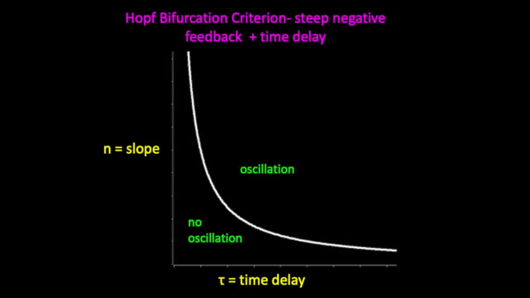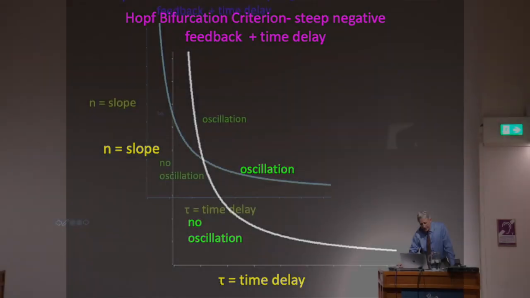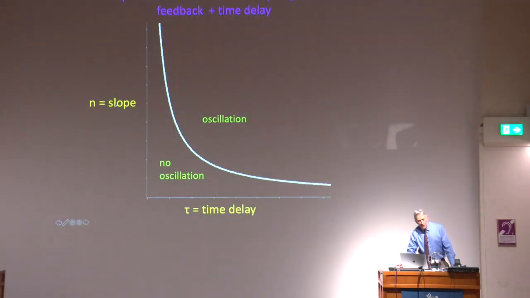We can look at the two parameters and make that two-parameter diagram, and the theorem says that there's a hyperbola there. If the product of the slope of the negative feedback and the time delay is greater than a certain constant, then you're in oscillation. And if the product of them is below that, then you're in the equilibrium. So there is an exact answer to our question.